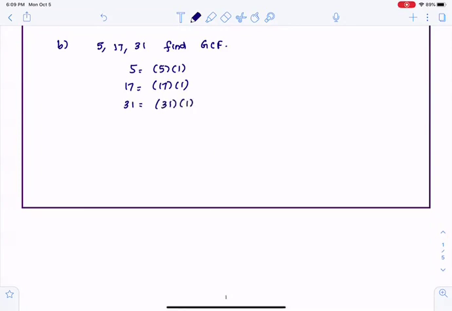So the only common factor here is 1, but we don't consider 1 to be the GCF of anything typically. So if I have to write the greatest common factor, I'm going to say that is going to be 1. That is the best I can do, because 1 is what's in common between those 3 numbers. But having a greatest common factor as 1, it's pretty much useless. So what we will say here is that 5, 17, and 31 have no factor in common.